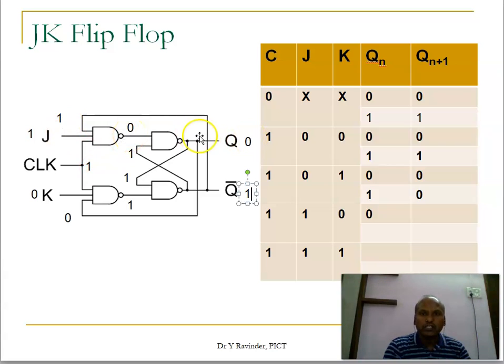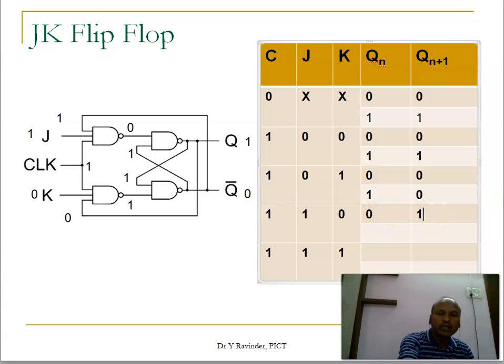Now this was 0, but because of this 0, this will become 1, because if one of the inputs is 0, it will be 1. This 1 will be going here, so 1, 1, this becomes 0. So when J is 1, K is 0, the previous output was 0, the next output will be 1.